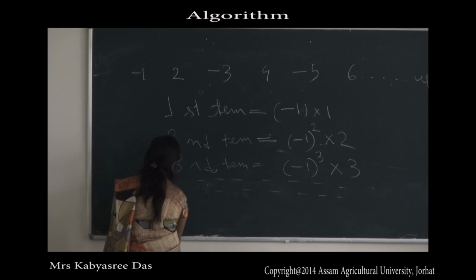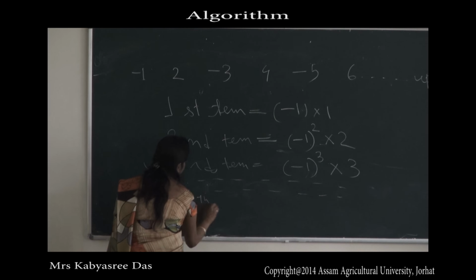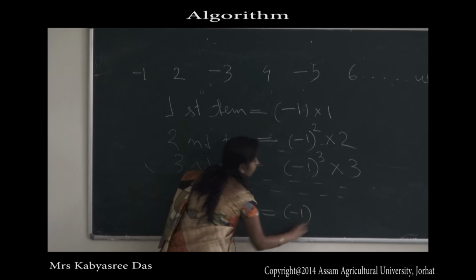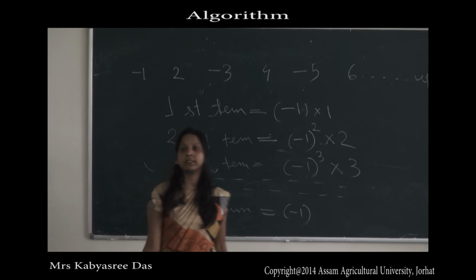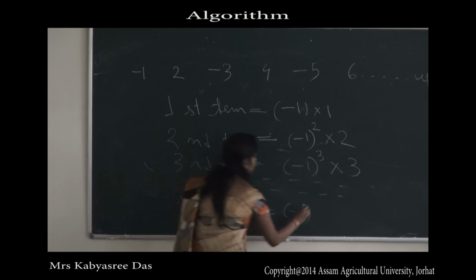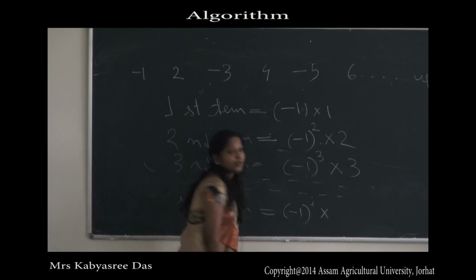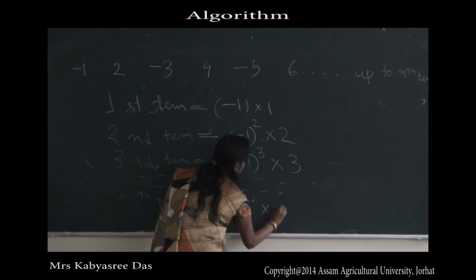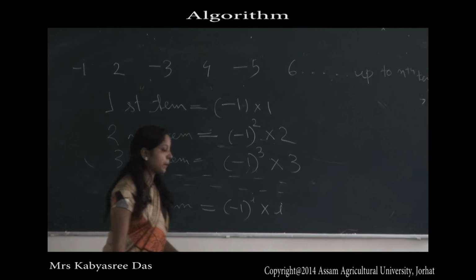In this way, what will be the ith term? -1 to the power I into I. Now can you print the series?